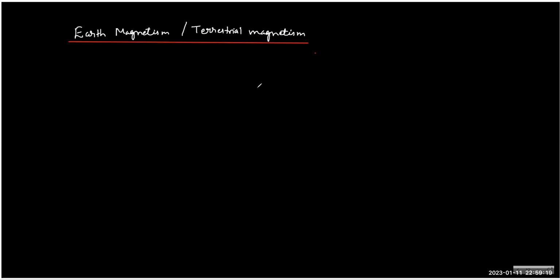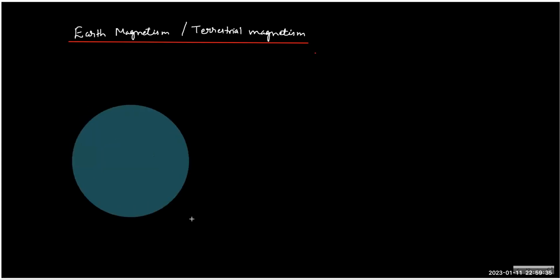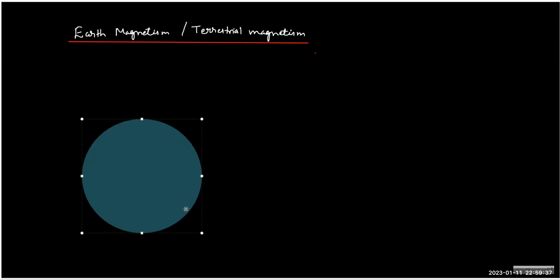So earth magnetism, or you can say terrestrial magnetism. First of all, let's try to understand what is Earth. This is Earth. Earth is rotating on its axis, right?